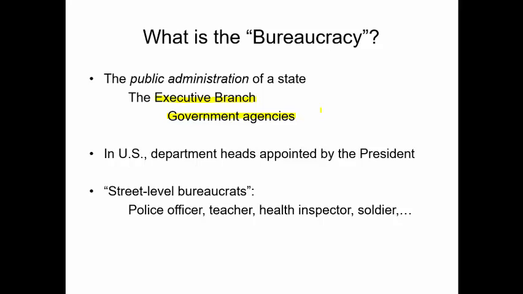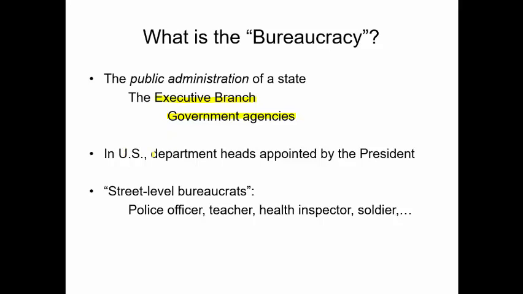So, for example, if we were looking at the Parliament in the UK, the cabinet would be over the administrative functions of the state. So that would be their form of the bureaucracy. In the United States, we have the three branches of government with checks and balances and separation of powers. And the bureaucracy is that part that's underneath the president in the executive branch.